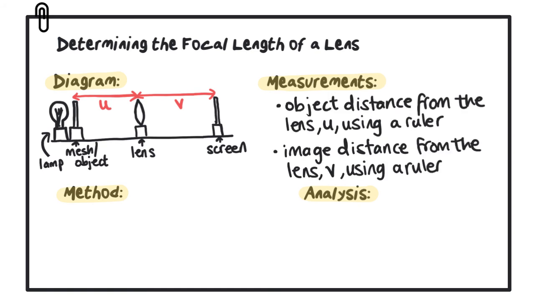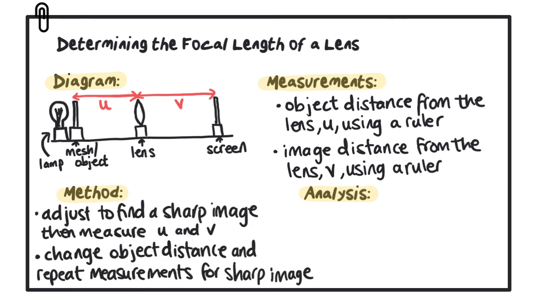We have 2 key measurements that we take. We measure u, which is the distance between the object and the lens, and we measure v, which is the distance between the image and the lens. Both of those are measured using a ruler, and it's really important that you include the piece of apparatus that you are using to take your measurements.